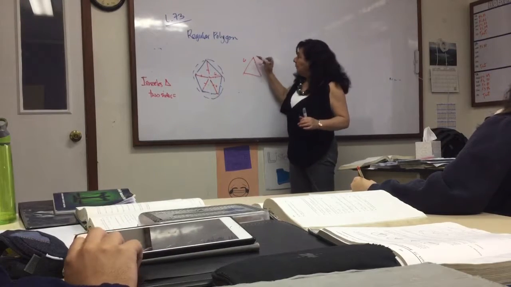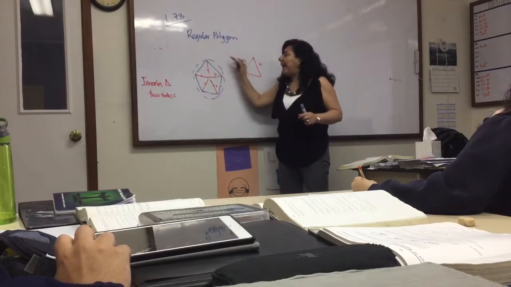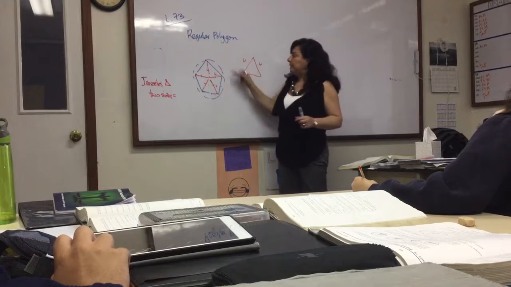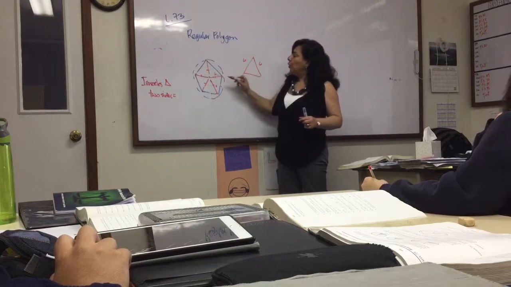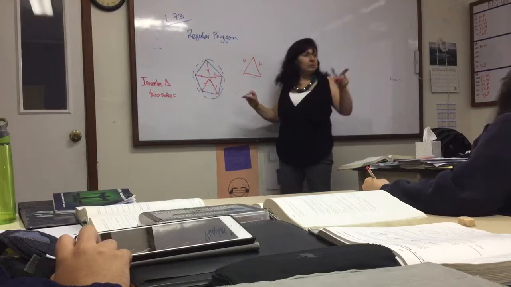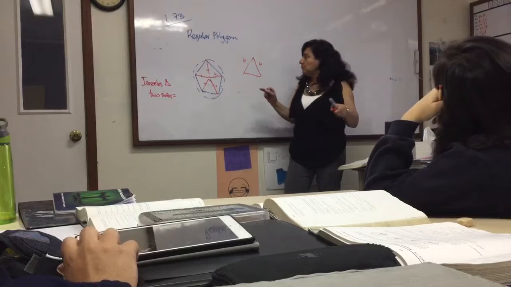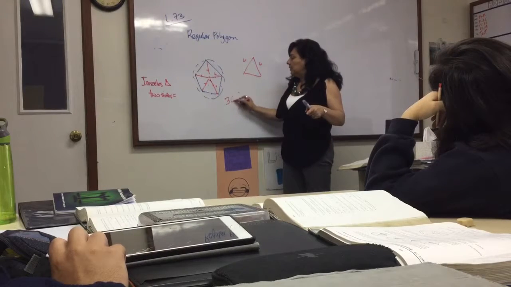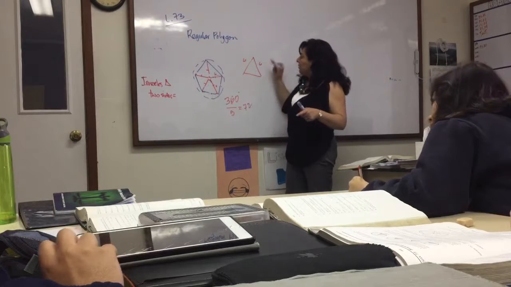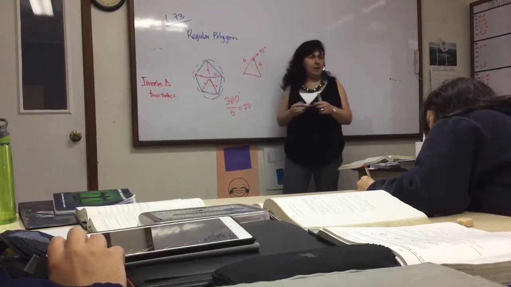Not yet. But I also know that all the angles add up to how much? 360, right? Because they're all in a circle. So how much is this angle? 72. How did you get 72? 360 divided by 5, and that gives you 72. So that means that this angle here is 72 degrees, okay?